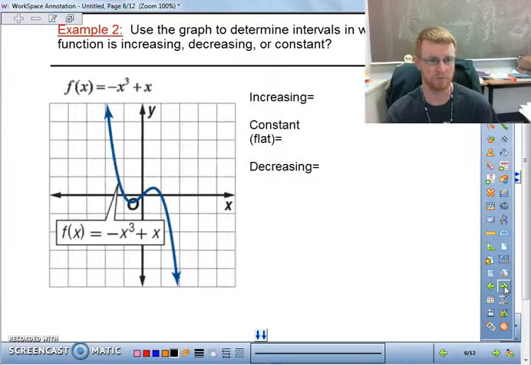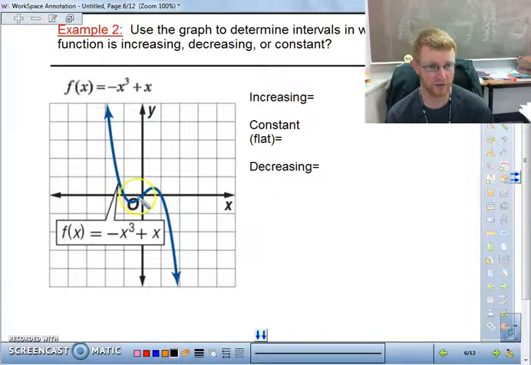Okay, moving on. Let's talk about this. Here we're going to approximate, starting with increasing. We have a graph that's decreasing as we go down, and then right around here it starts to increase. We're going to approximate these, and that's okay. Then it looks like it increases to about there. So I would say from, let's say, negative 0.5 to positive 0.5.